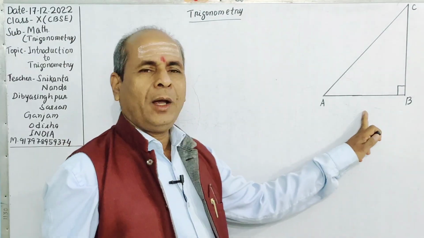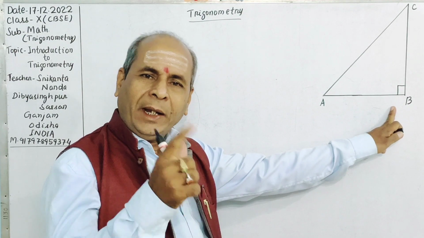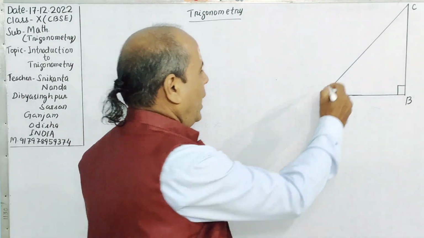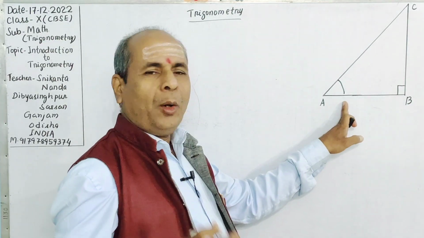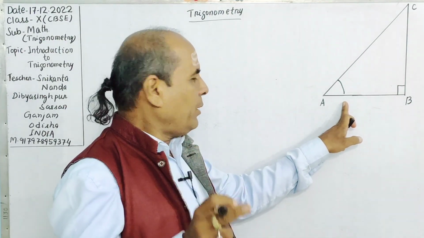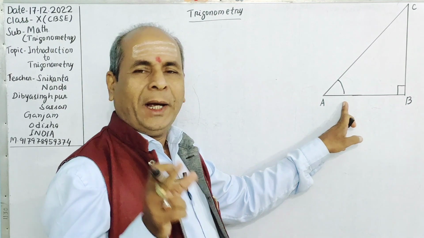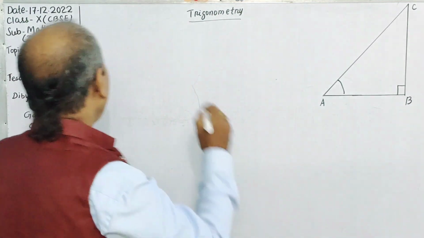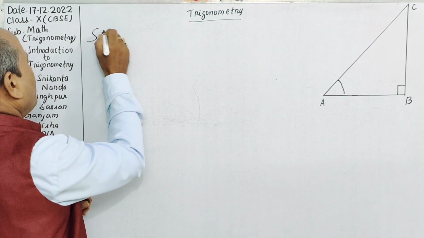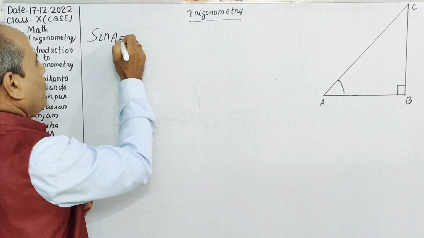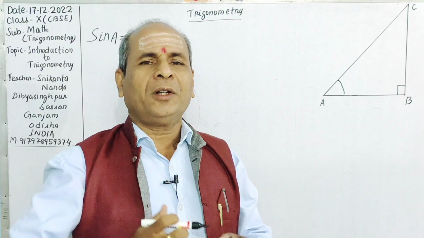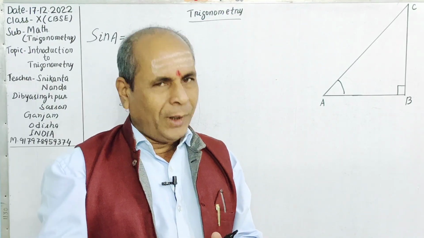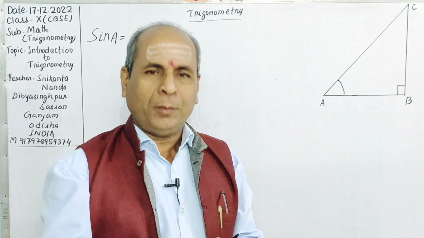Let's consider a right angle triangle, right angled at B. Angle A is an acute angle. So we will now derive the trigonometric ratios of angle A. First of all, we will see sine A. This is a very important class. This is a basic, foundation class. If you learn this class well, then you will do better mathematics in future.